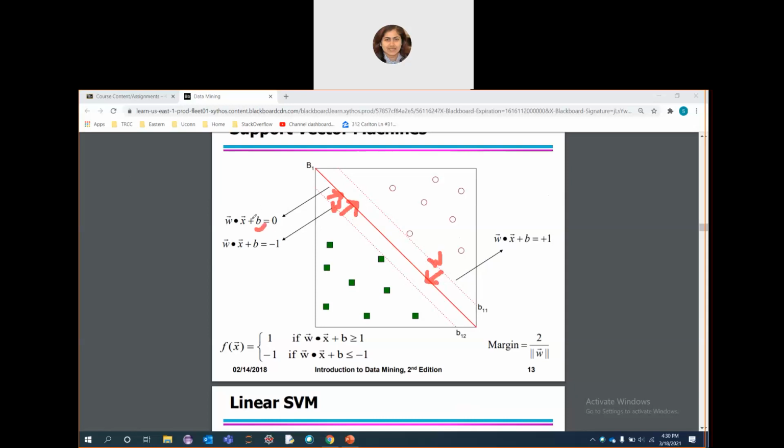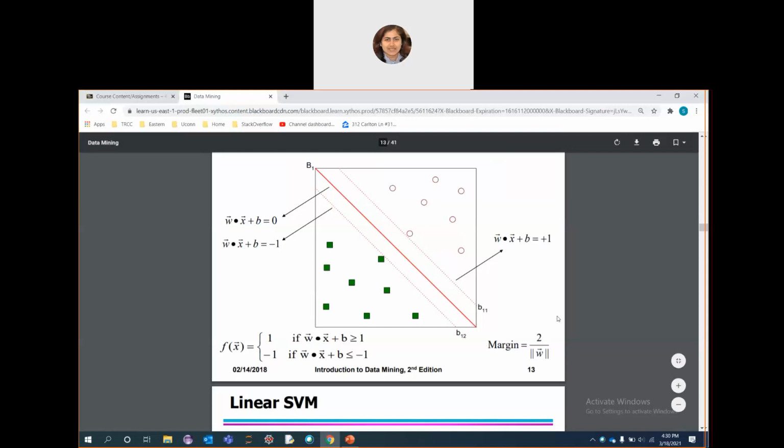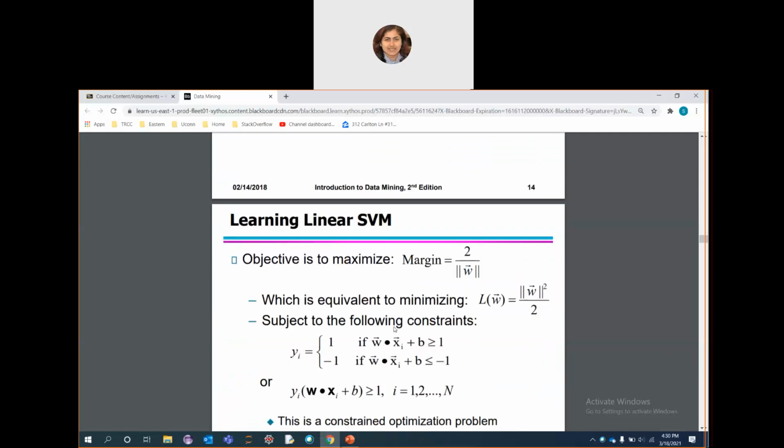And B is some sort of a constant or a threshold that you will choose. So for a given data point X, if W dot X is evaluated to be bigger than B, then it belongs to one class. And if it is evaluated to be less than B, then it belongs to the other class. This is again some in-depth derivation which you shouldn't be too concerned about. For now, just remember this is the main function for linear SVM.